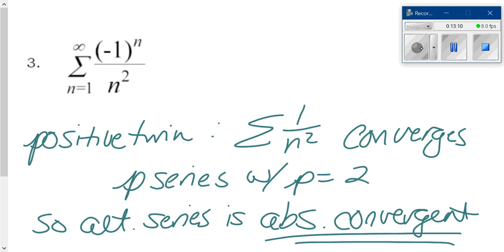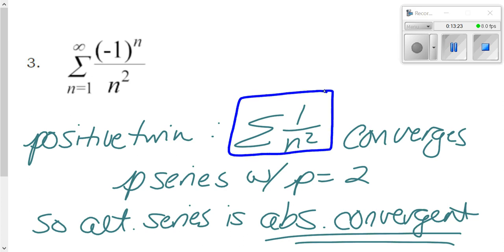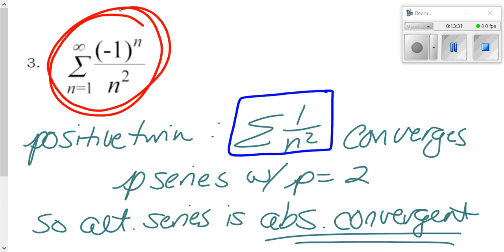Okay, thank you for trying those problems. Here's question 3. So first of all, remove the sign generator so you can be thinking about the positive twin. The positive twin is just going to be this lovely p-series, and we know that that is a convergent p-series. Since the positive twin converges, that means that the original series, the alternating one, is absolutely convergent. The positive twin converges, that's what's called absolute convergence.